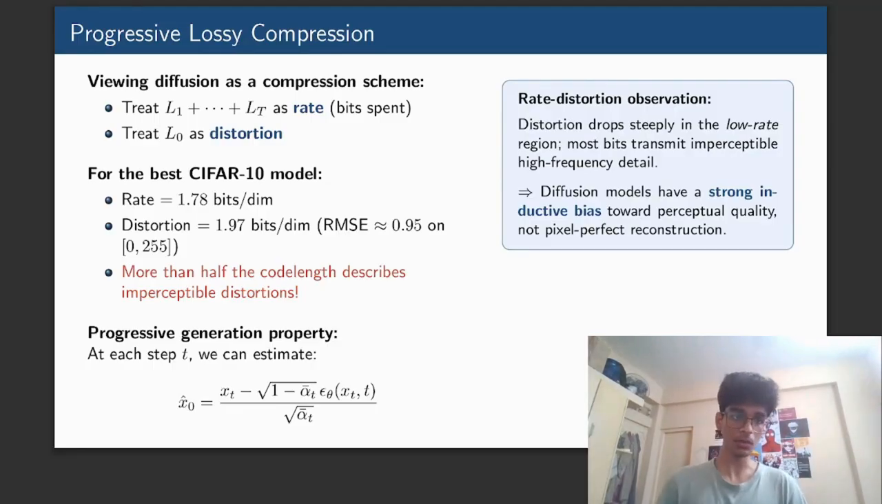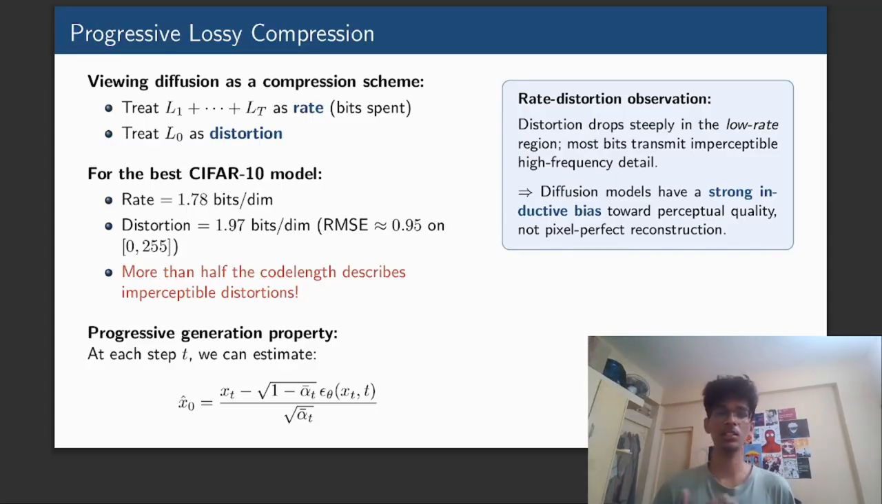So for the CIFAR-10 model that we have, we obtained the rate to be 1.78 bits per dimension, and for the distortion, we obtained 1.97 bits per dimension. This means that more than half of the network's code length is spent on describing high frequency pixel distortions, which are at the end of the reverse process. So this means the Gaussian diffusion models act as highly effective progressive lossy compressors because they have a stronger bias towards perceptual quality rather than finer details.